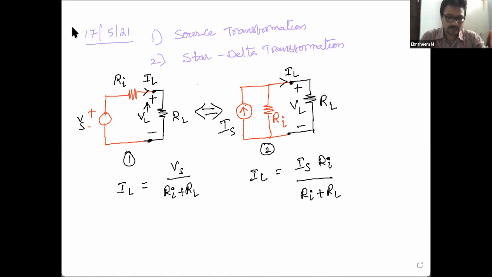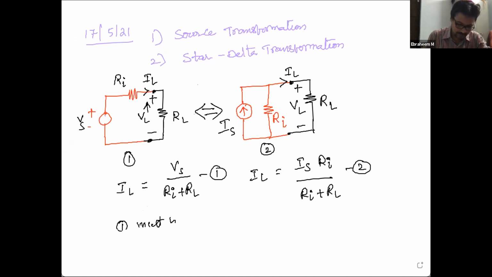Are you able to understand what I wrote here? So in both cases IL must be the same, right? So equating these two, that means one must be equal to two.